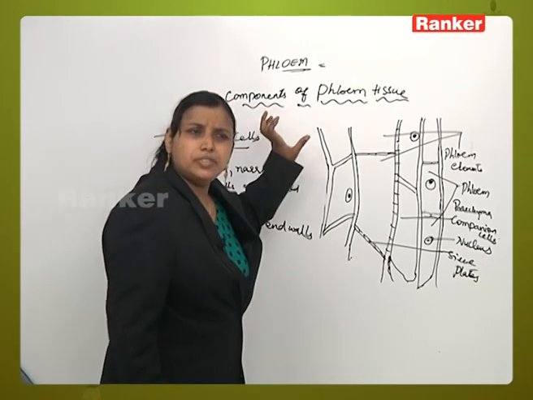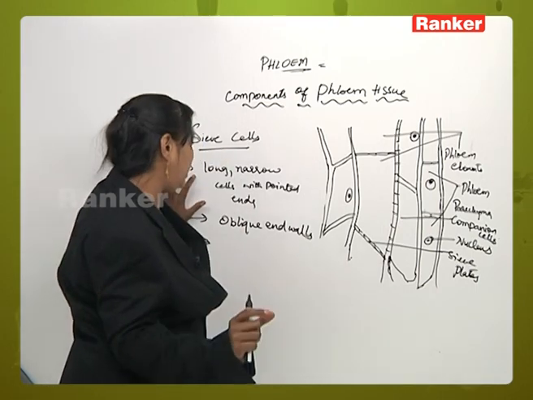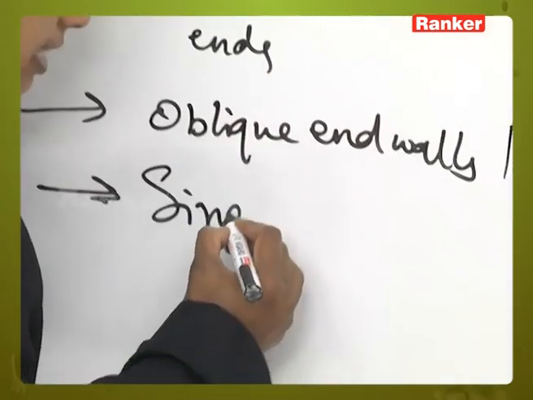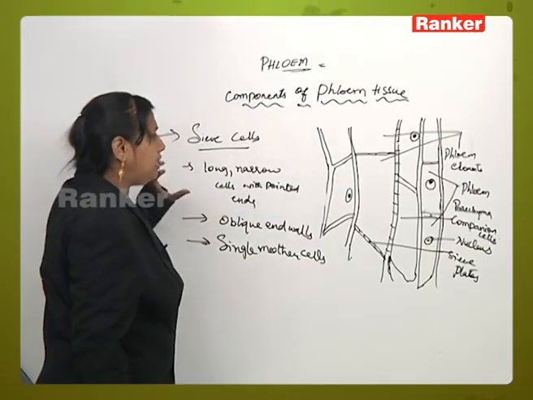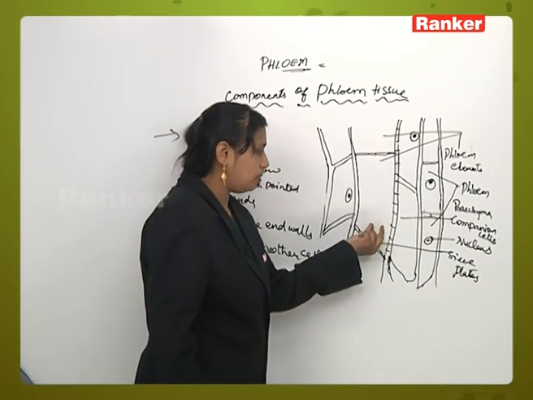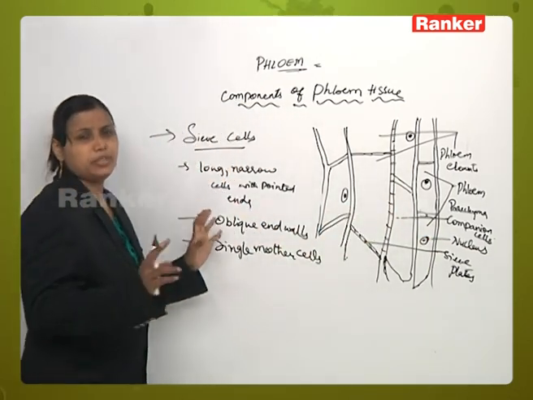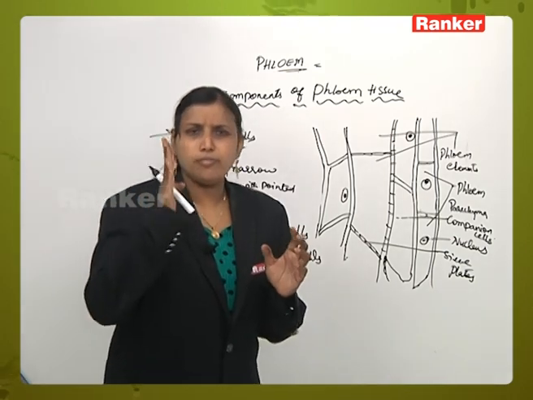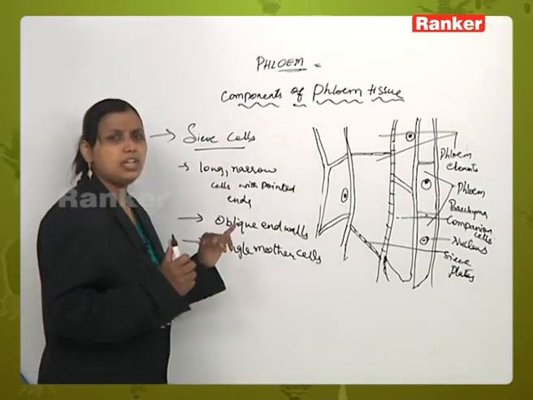One of the major components of the sieve element is the sieve cell. Sieve cells are long, narrow, tube-like cells with pointed ends. The end walls are oblique. These sieve cells are formed from a single mother cell. The protoplasm of one phloem cell is connected to the adjacent cell through the protoplasmic content present between the two cells. So the connecting link between the protoplast of one cell of the sieve tissue and the other is because of the presence of the sieve areas.